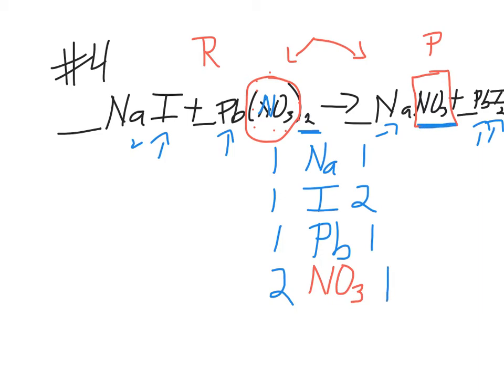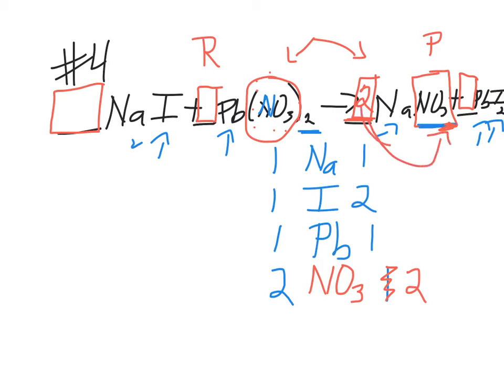Okay, most of the time when I have a polyatomic ion, I like to start with that. But remember, you can start anywhere. If it doesn't work out, you can easily erase and then just redo the coefficients. All right, so let's start with the NO3s. I have 2 on this side, and I only have 1 on this side. So 1 times what will give me that 2? We can put a 2 right there. And so that changes this to a 2. But remember, when you change that nitrate, that coefficient also changes the sodium. So this sodium will be 2.